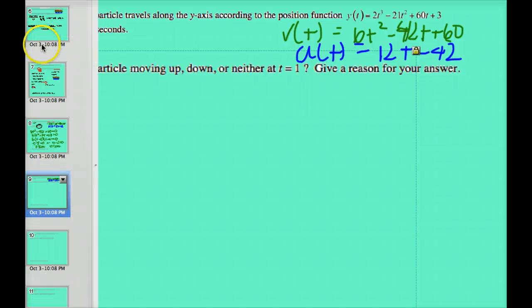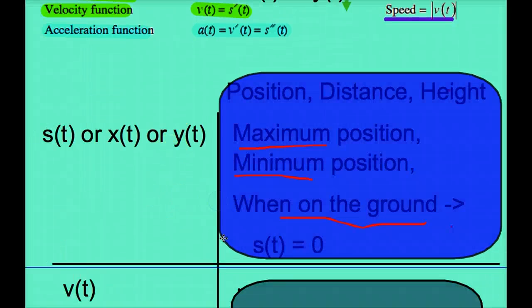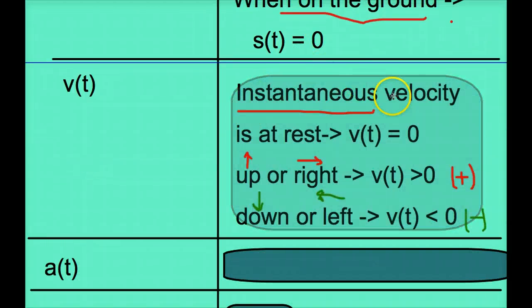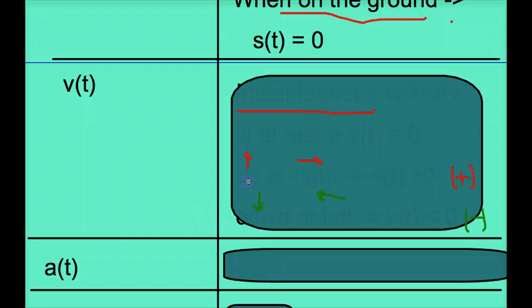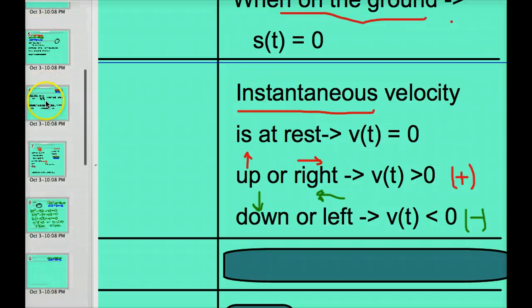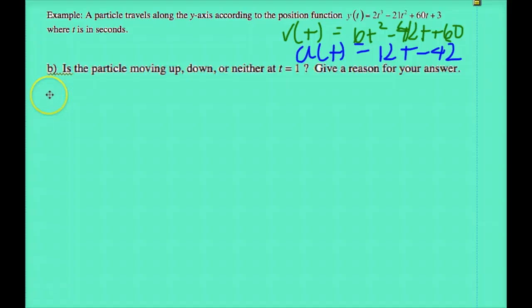So once again, let's take a look at our chart right here. Now I want to look for the words up or down. So do I see up or down on here? No. Do I see up or down on here? Exactly. There's an up right here or a down right here. So I need to find out, is the velocity positive or is the velocity negative? So let's go back to that problem. And once again, I'm going to use the velocity equation, and now I want to actually plug in 1.